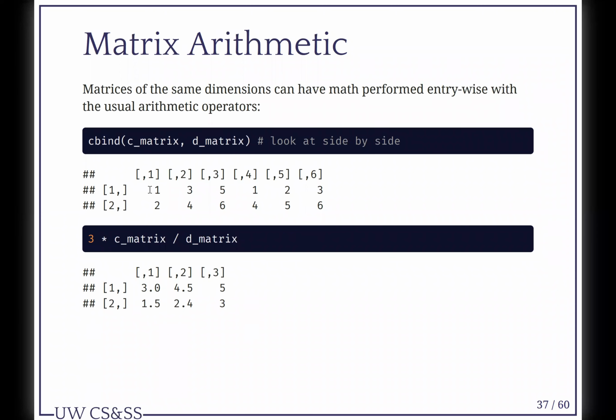3 times the first element, 1. So 3 times 1 times 1 will become our 1, 1 in the new matrix. Then we can do 3 times 3 divided by 2, which will be 4.5, and 3 times 5 divided by 3 for 5, and so on for the next row.